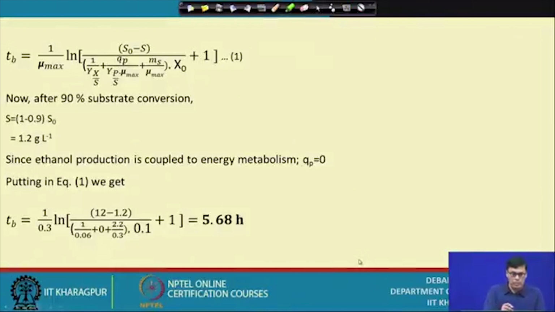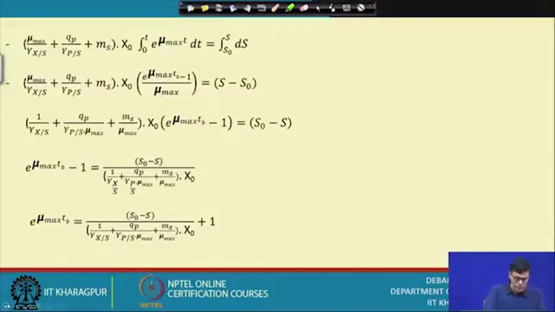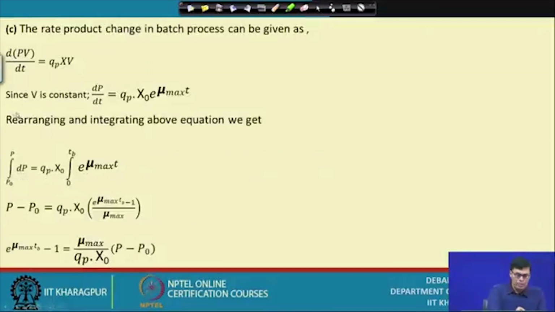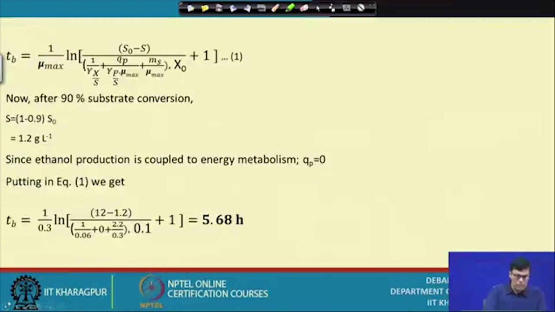Now, from that, if you look at this equation, you can divide by T b. You can easily calculate T b equal to 1 by mu max, ln of this value. Then for 90% of substrate conversion, what is the S value? 10% will remain, that is 1 gram per liter.